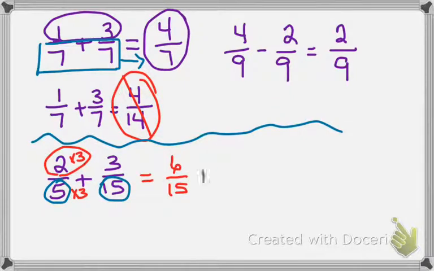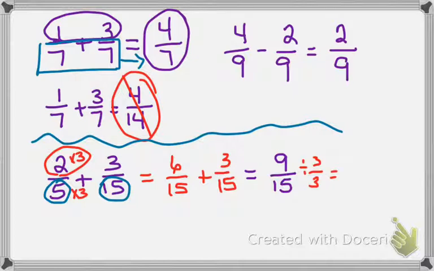6/15 plus 3/15. Go ahead and add them. 6 plus 3 is 9, and my 15 stays as my denominator. See if you can simplify once you're done, which in this case I can. I can divide by 3/3, and my answer then would be 3/5.